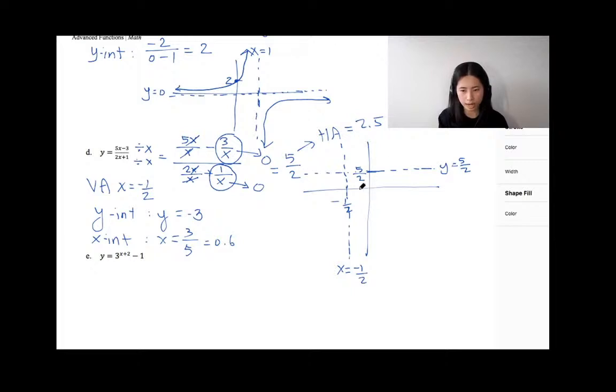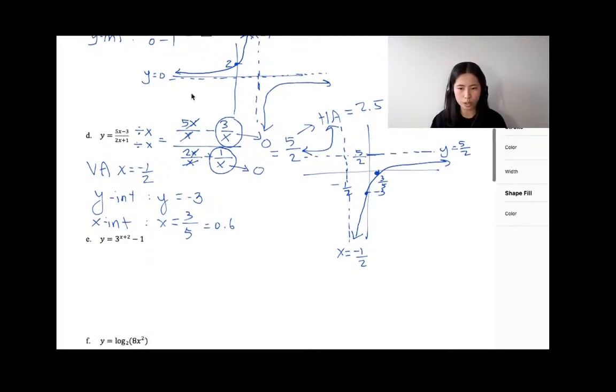Y-intercept is negative 3, so that's right here. Right? 0, comma negative 3. And then your x-intercept is going right here, 0.6, which is 3 over 5. Okay, there we go. So our function is going to pass through our x and y intercepts, and you're going to see that it's like this. Does that make sense so far? So that's how you're going to draw this graph.